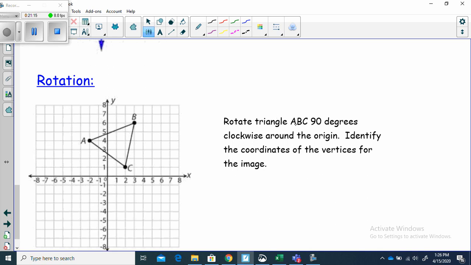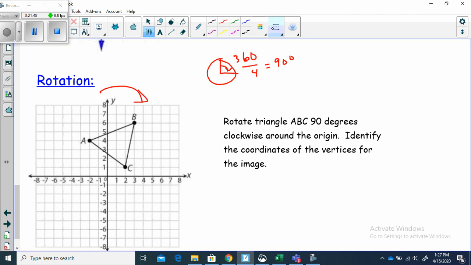Let's rotate the triangle ABC 90 degrees clockwise around the origin. Clockwise, guys, it's like a clock. It would go this way, 90 degrees. Remember, if we go a full circle, we have gone 360 degrees. If you divide 360 by 4, that's 90 degrees. So we are talking about just going 1/4 of a circle, 1 quadrant. So we want to rotate this clockwise about the origin 90 degrees.